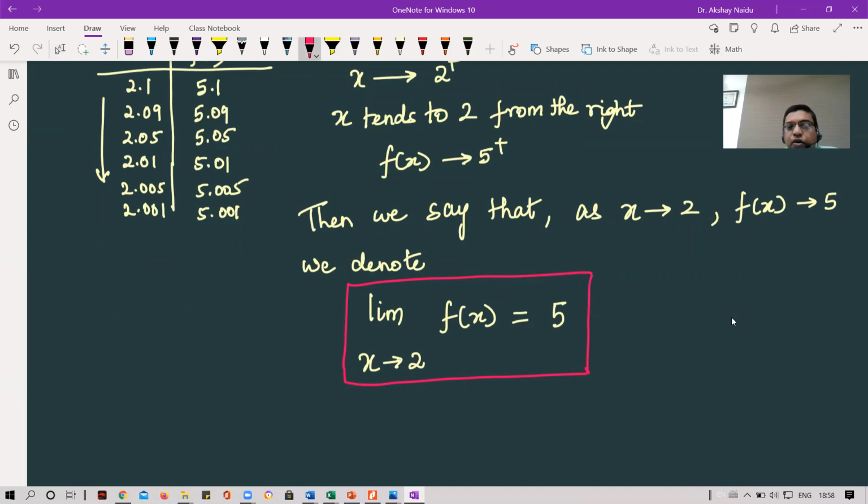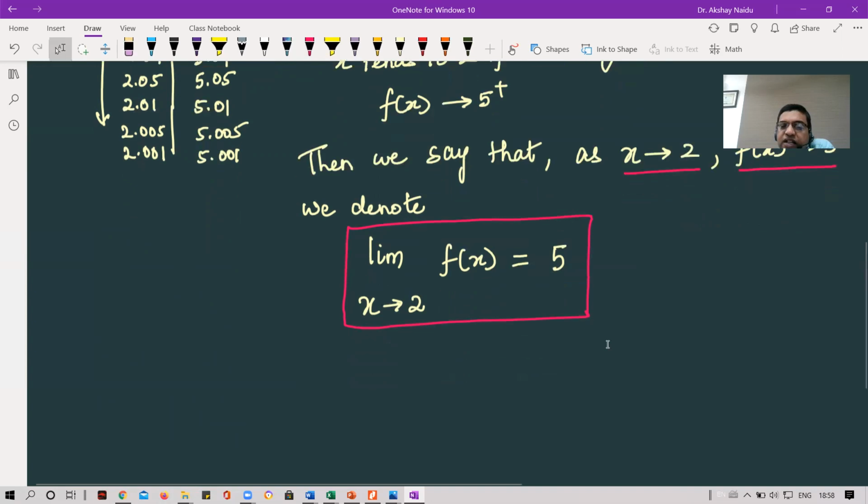Although, it is very important to note, function value is not equal to 5. Many times students confuse that function value is 5. No, it is a way of expression. As x approaches 2, function value approaches 5. Function value will never be equal to 5 unless the function is a constant function.